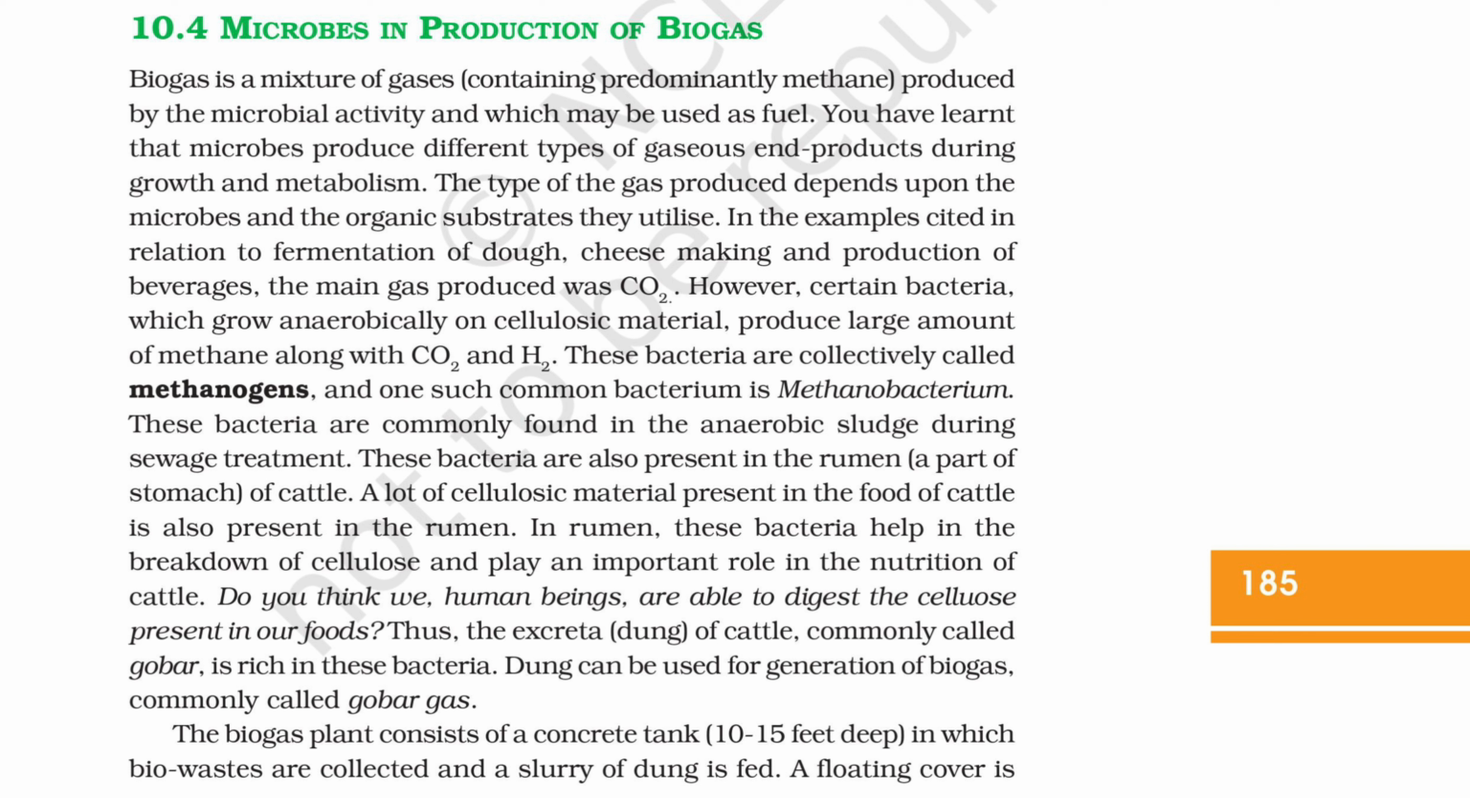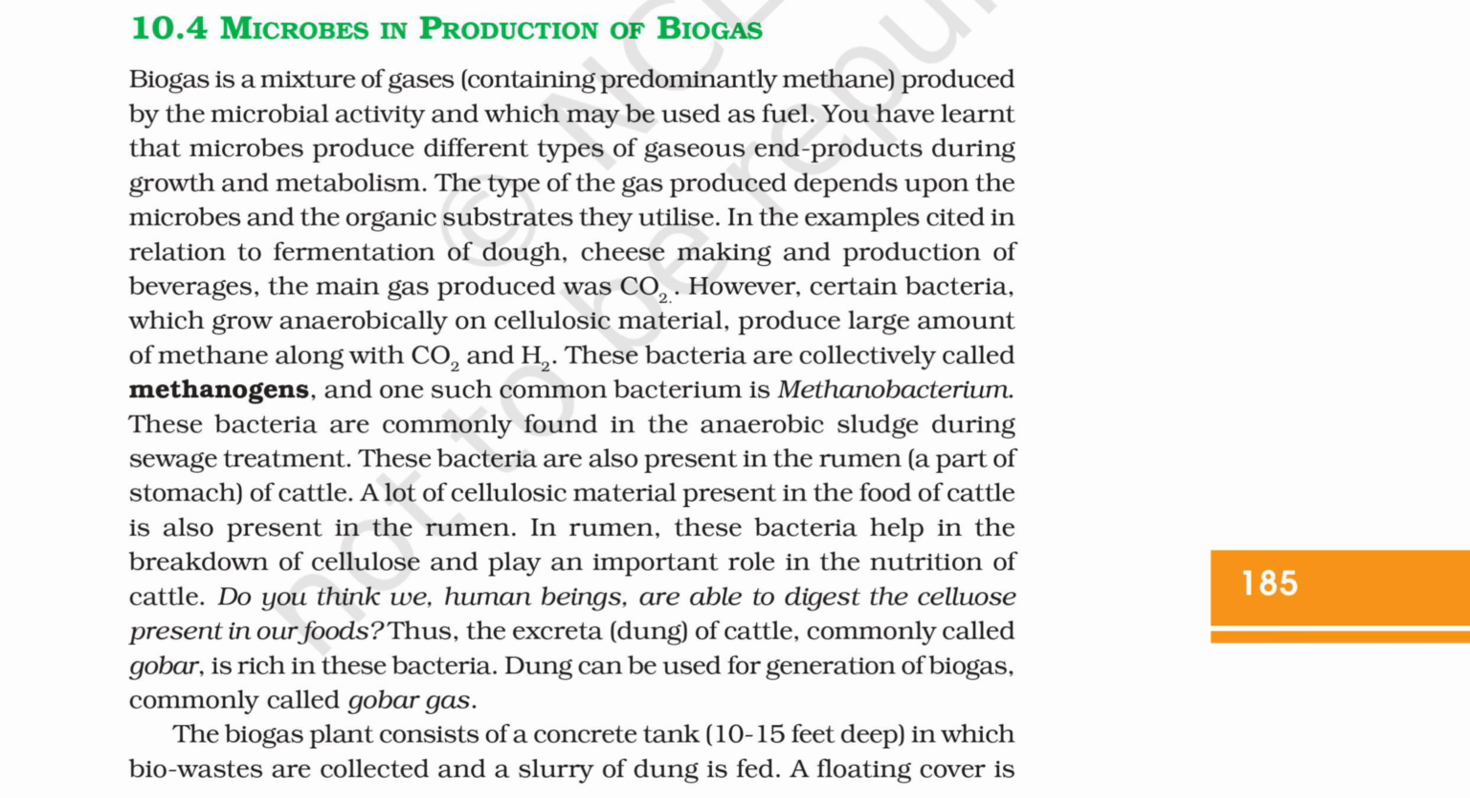Thus, the excreta, dung, of cattle, commonly called gobar, is rich in these bacteria. Dung can be used for generation of biogas, commonly called gobar gas. The biogas plant consists of a concrete tank, 10 to 15 feet deep, in which bio-wastes are collected and a slurry of dung is fed.